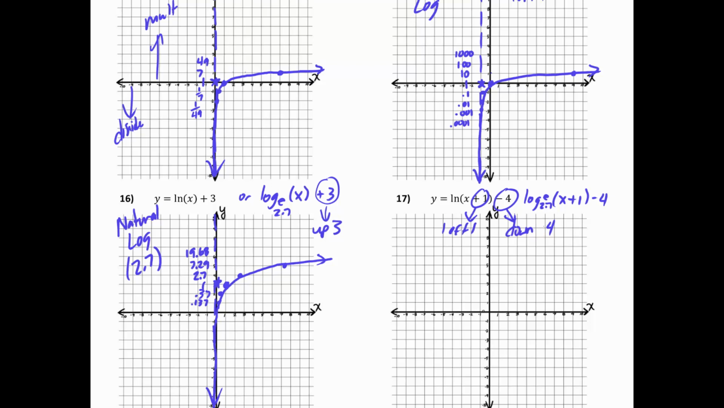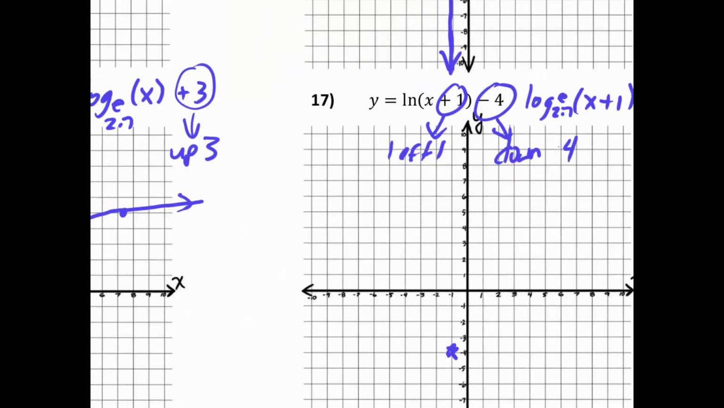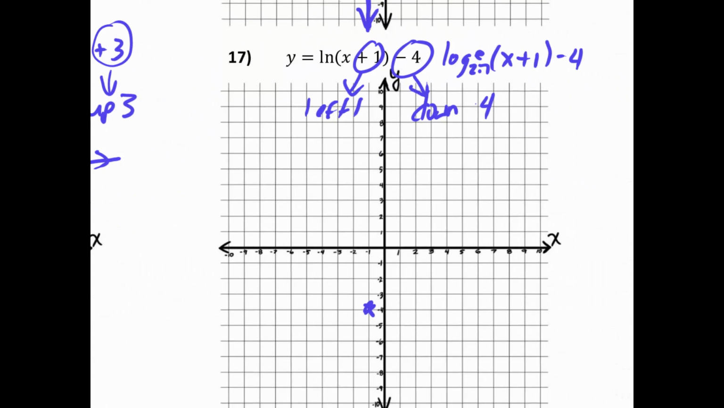Left 1, down 4, puts me right there. That's where my star goes. Let me zoom in here. Since it's a logarithm, put in that vertical asymptote.